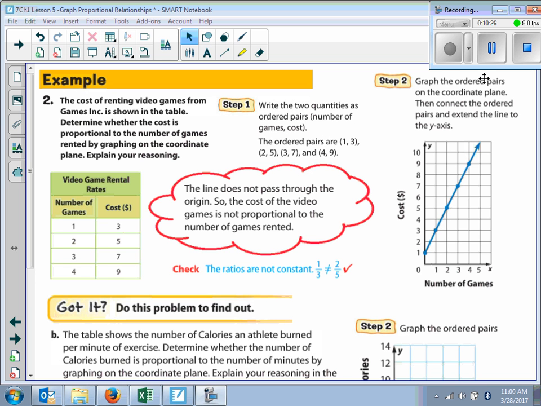Step 2 is to graph on the coordinate plane. So when we graph, this is what the graph looks like. Okay? So, do we have a straight line?